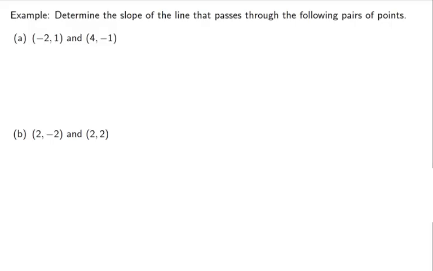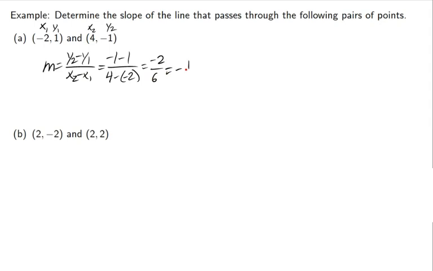Let's do an example. So let's calculate the slope of the line that passes through these points. I'm going to label these x1 y1 and x2 y2. According to the formula, which is y2 minus y1 over x2 minus x1, we get negative 1 minus 1 over 4 minus negative 2. So that's negative 2 over positive 6, which is negative 1/3.